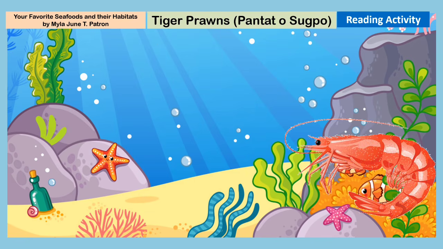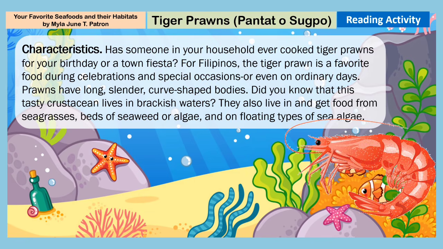Tiger prawns, or pantat o sugpo. Characteristics. Has someone in your household ever cooked tiger prawns for your birthday or a town fiesta? For Filipinos, the tiger prawn is a favorite food during celebrations and special occasions, or even on ordinary days. Prawns have long, slender, curve-shaped bodies. Did you know that this tasty crustacean lives in brackish waters?